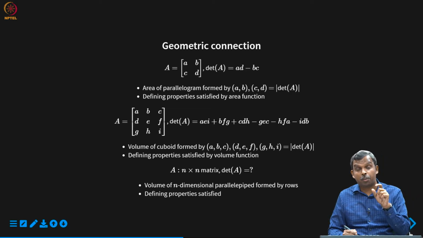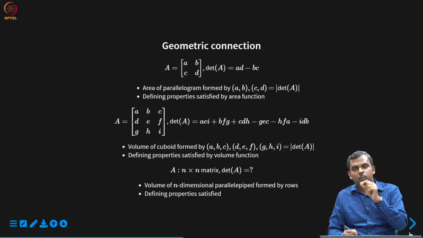In fact, what about the third property, 2 rows being the same? Supposing you want to define a cuboid where 2 rows are the same, then you don't really get a cuboid, right?